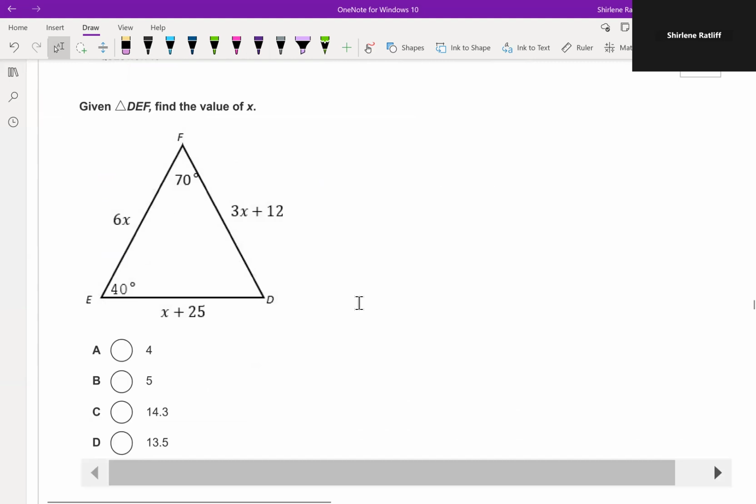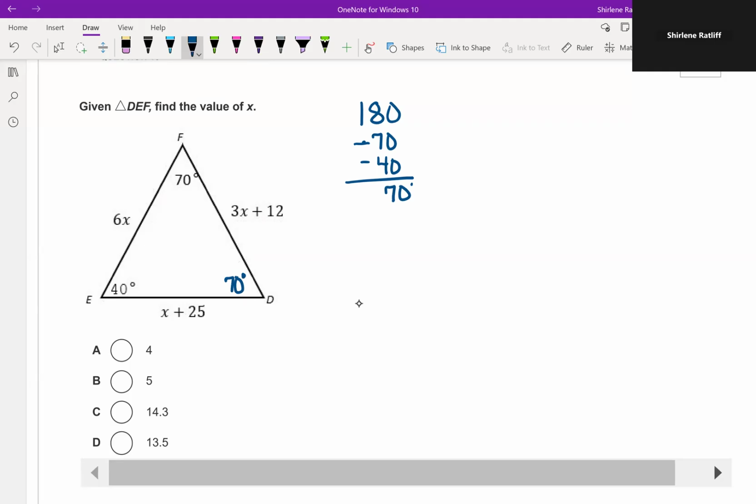All right, number 15, given triangle DEF, find the value of X. Well, y'all, we can't do anything with this problem until we find the missing angle measure D. We know that all the angles of any triangle add up to 180. To find angle D, we do 180 minus 70 minus 40. And that's going to leave us with 70 degrees. Angle D is 70 degrees.